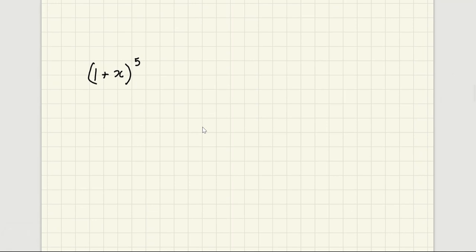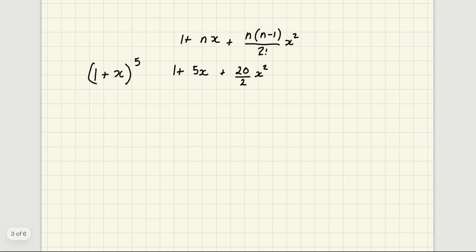So how have you done it? We've done, it's going to be 1 plus nx, n is 5, so we've got 1 plus 5x, and then we've got plus n times n minus 1 over 2 factorial times x squared. So that's going to be 5 times 4, so 20 over 2 factorial is just 2, x squared, which obviously is just 10.